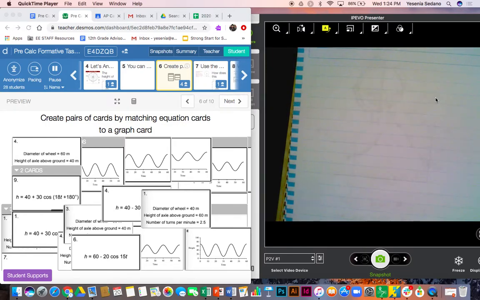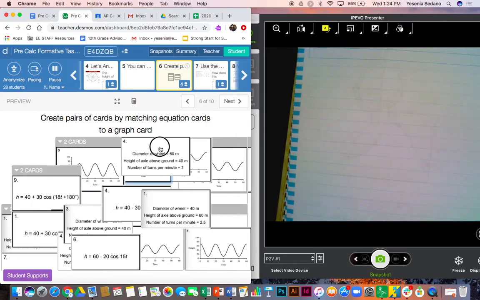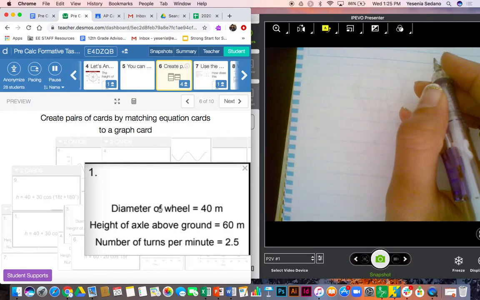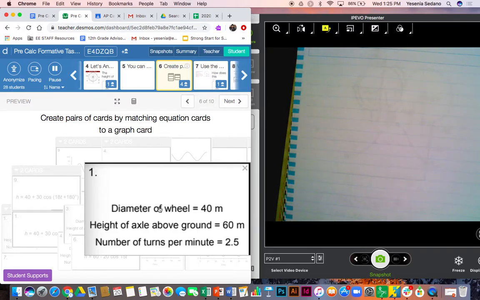Because some of these will have a little bit of trickiness to them. But let me go ahead and choose a situation. Let's do card number one, and we'll try to match this situation with a graph. The diameter of the wheel is 40 meters. Again, you just want to choose a situation, start matching up the graphs, and then you can match up the equations.